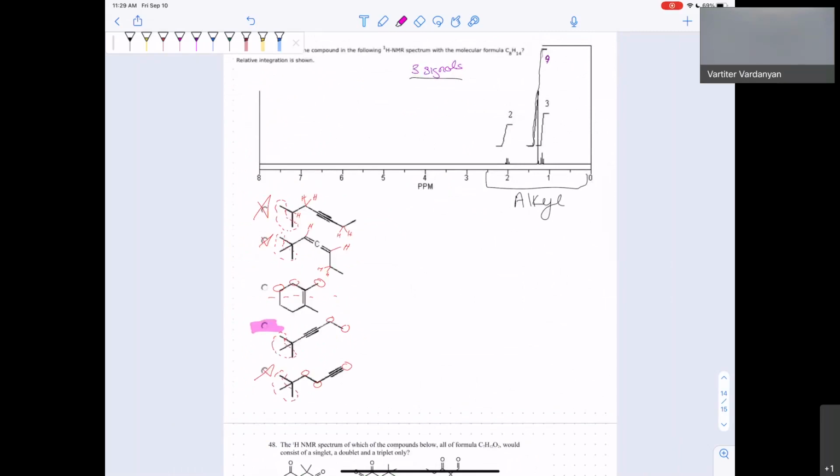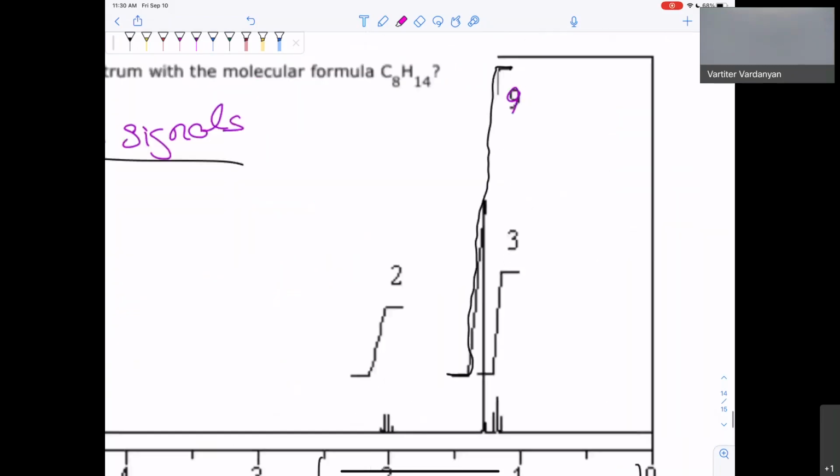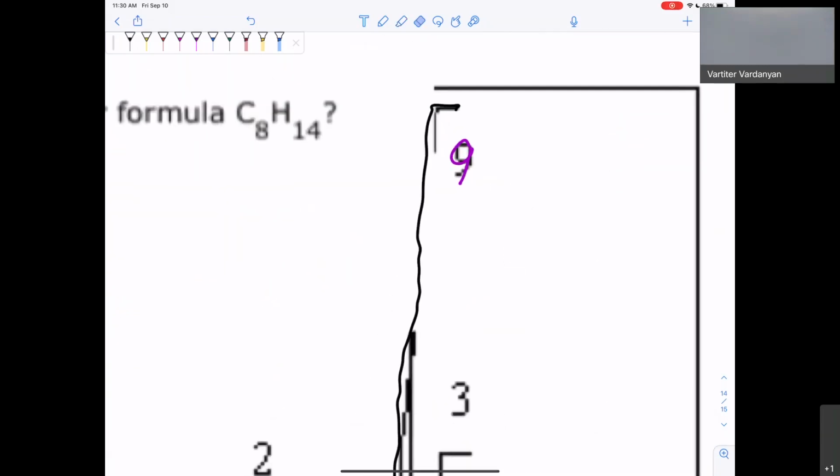Like from the top? Okay, so the reason that that one is the answer is it had 3 signals, right? It was all in the alkyl region. And then on top of that, we looked at integration. So the integration was 9H, 2H, 3H. And that was the only one that had 9H. Yeah, so 9, it just says right here, the integration is 9. I made it ugly by writing on top of it.